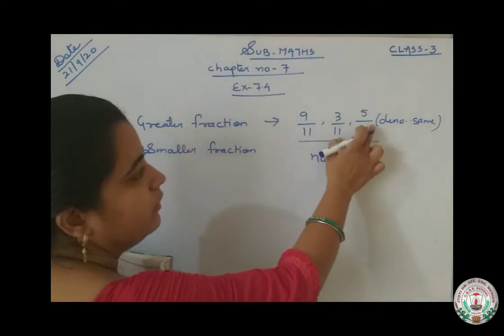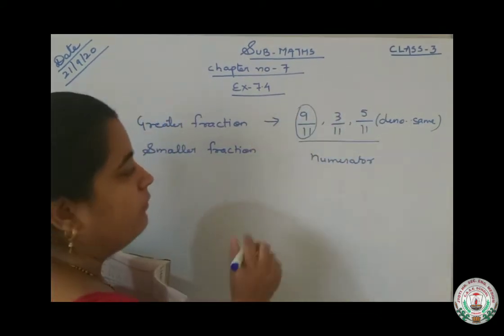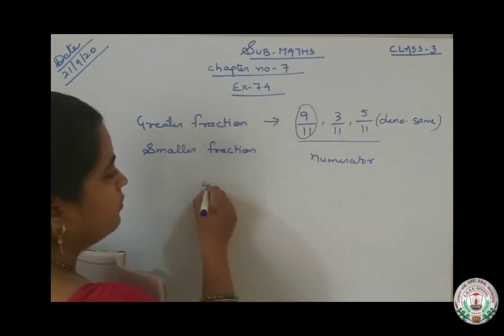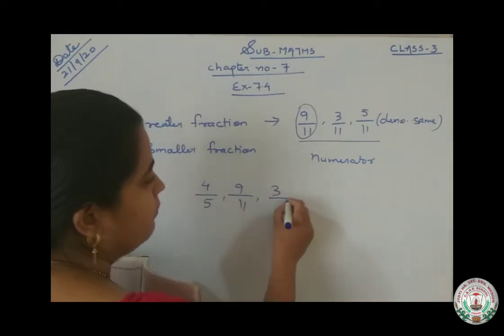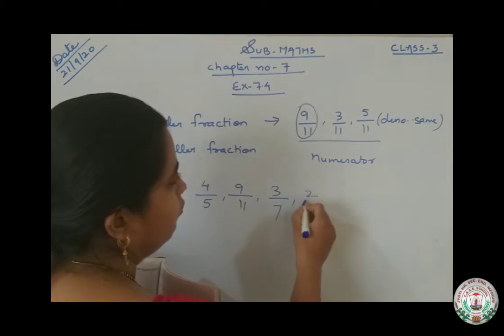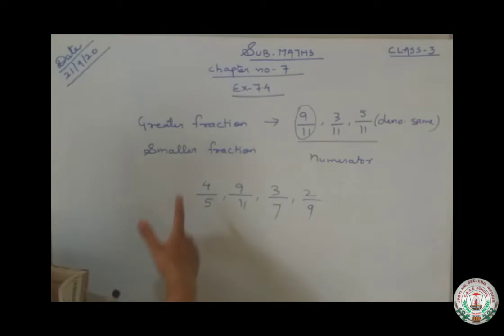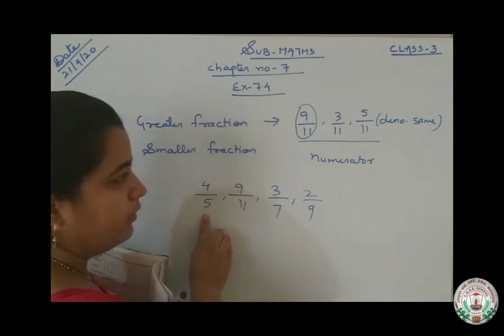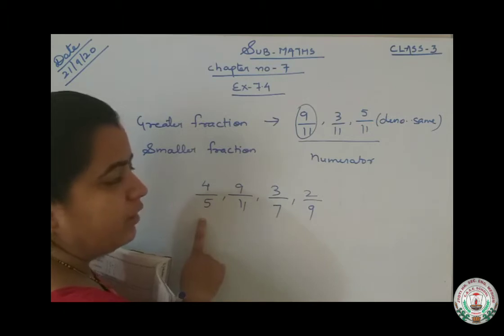So in these three fractions, which one is greater? 9 by 11. One more condition is there. If denominators are different, like 4 by 5, 9 by 11, 3 by 7, 2 by 9, here you have to find which one is greater. When denominators are different, then the smallest denominator is having the greatest fraction.